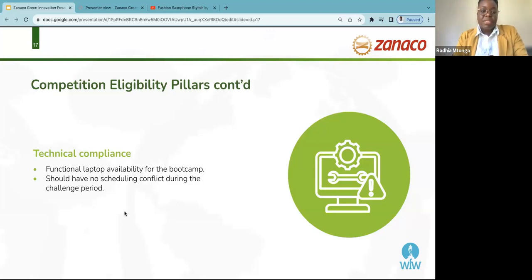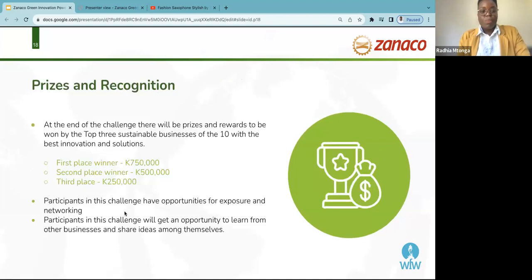And again, to re-emphasize, we are looking for people who have no scheduling conflict, or a conflict that can be worked around reasonably, during the challenge duration, just so we can make sure that you're receiving the full value of the challenge and the full extent of the material, the resources and the learning that has been prepared for you as a participant.